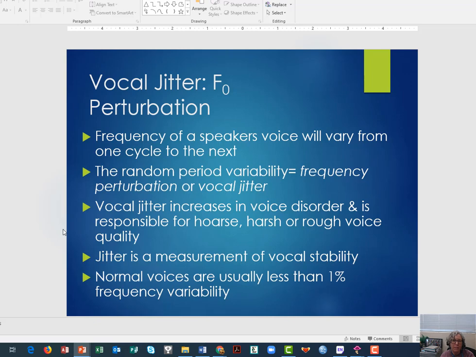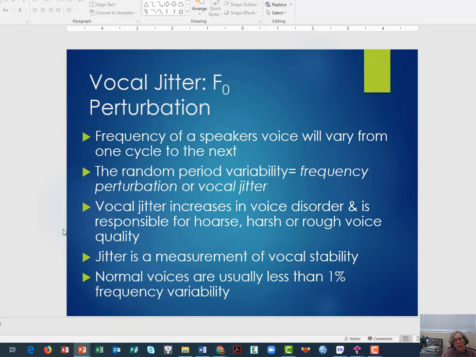The system isn't perfect. Your vocal folds don't vibrate exactly the same every cycle. So the frequency of a speaker's voice is going to vary a little bit from cycle to cycle, and there's what we call random period variability. That's the frequency perturbation, or vocal jitter.